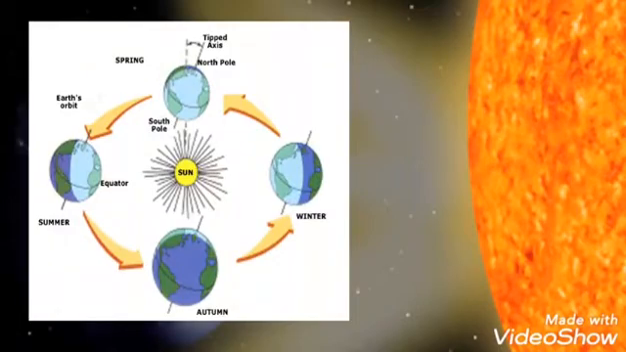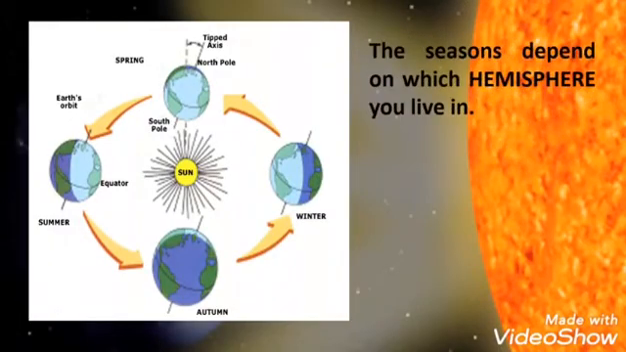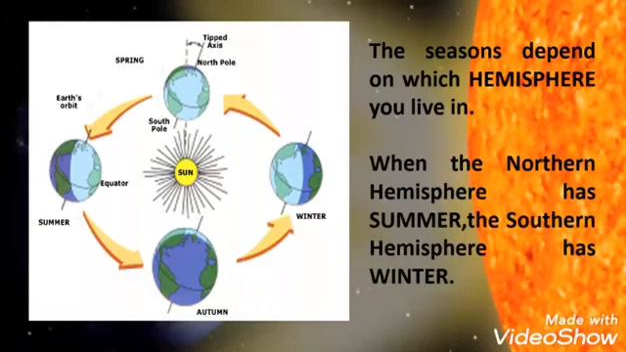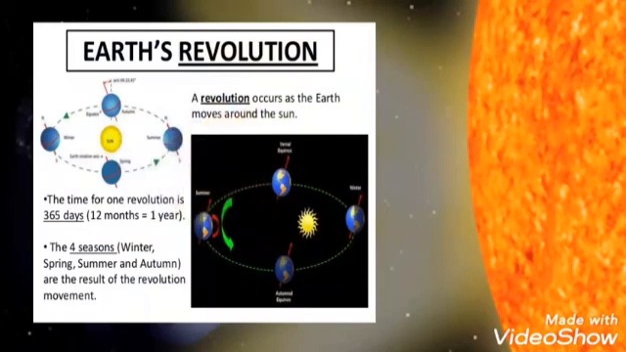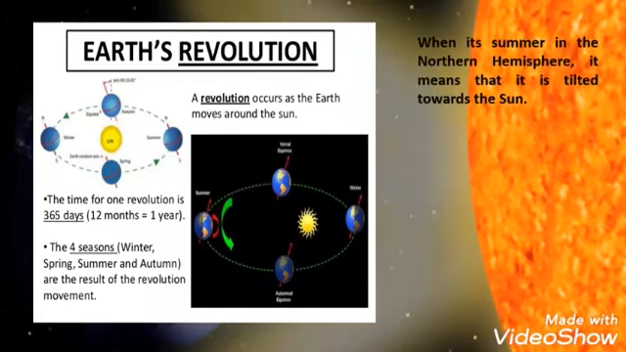As we have mentioned, the seasons depend on which hemisphere you live in. When the northern hemisphere has summer, the southern hemisphere has winter. The four seasons, namely winter, spring, summer, and autumn, are the result of the revolution movement.